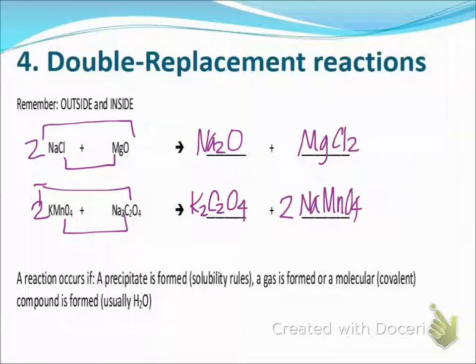We put the outside things together. We put the inside things together. Okay. And then always double check that you put a positive and a negative together. Don't put two negative things together. Don't put two positive things together. Okay? Still always list the cation first and the anion second.